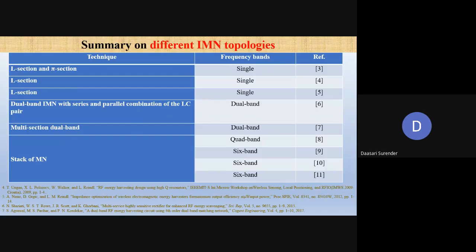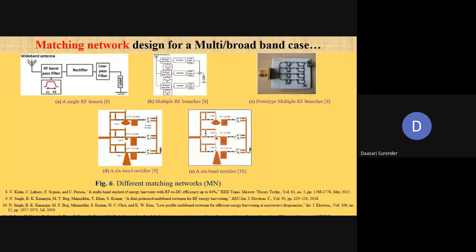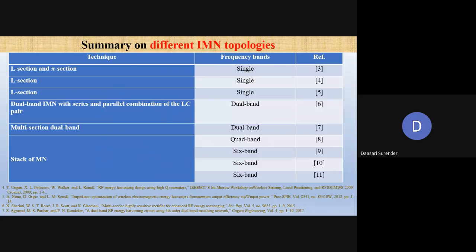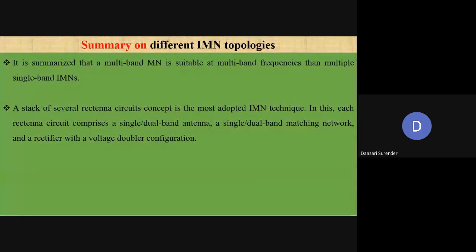What we have discussed in 6D and 6E is that as the number of RF input power levels increases, the total circuit components increase, especially the components used in each RF branch. So the total number of components in the overall rectifier circuit becomes larger, and component losses are also involved. Because of that, a multiband matching network is more suitable at multiband frequencies than multiple single band impedance matching networks. And the stack of several rectenna circuits concept is the most adapted impedance matching network technique.